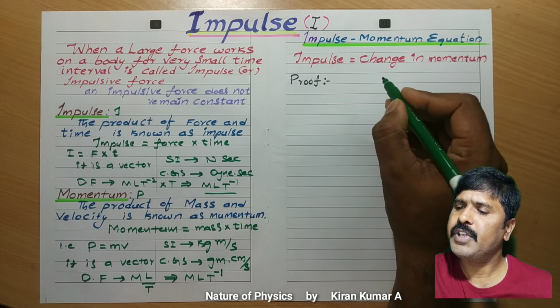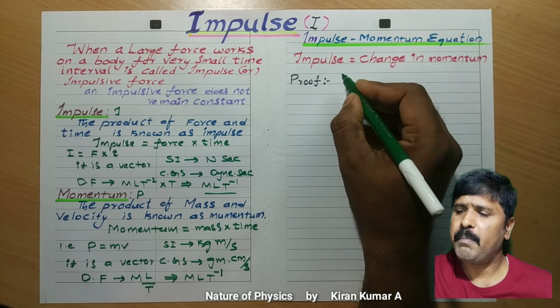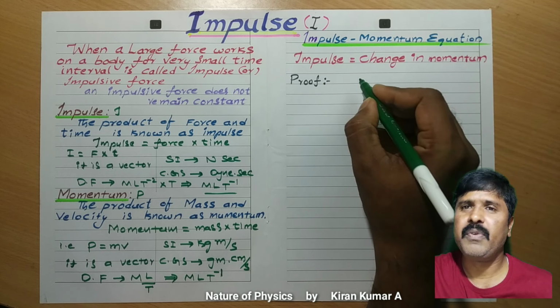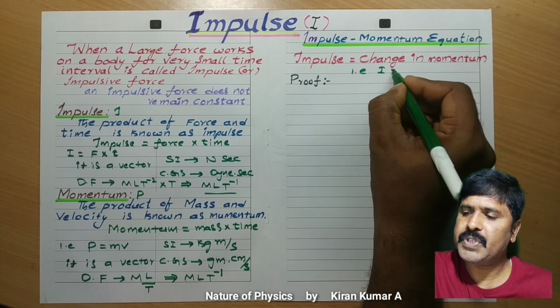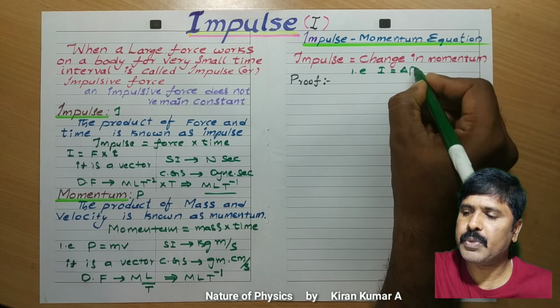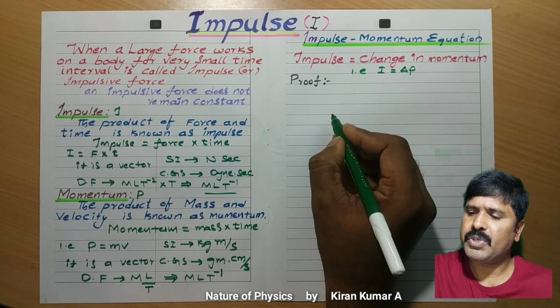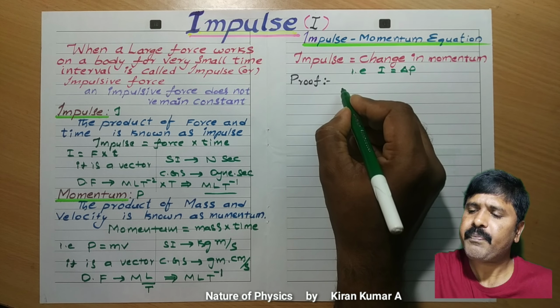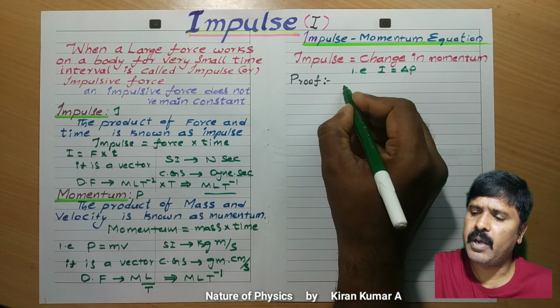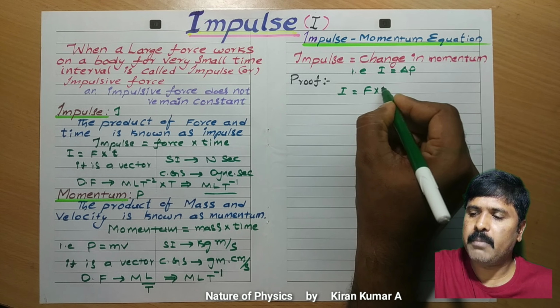And there is a relation between impulse and momentum, student, that is taken as the impulse momentum equation. Impulse is equal to change in momentum. Proof I will explain. That is impulse I is equal to delta P, student. Delta P is nothing but Pf minus Pi. Okay, student. And for the proof of this I am using the basic equation, that is the impulse formula only. Impulse is equal to force into time, student.